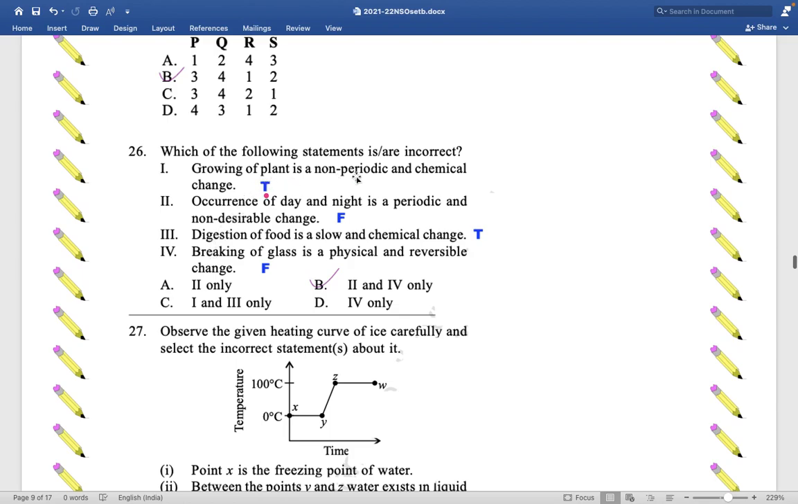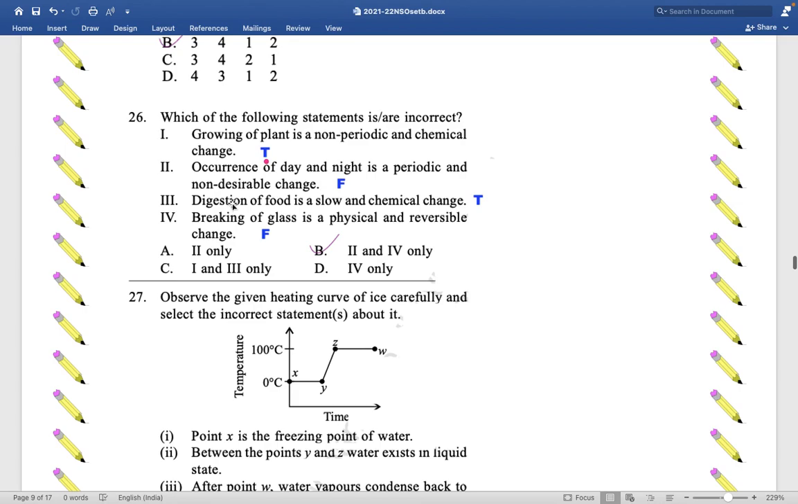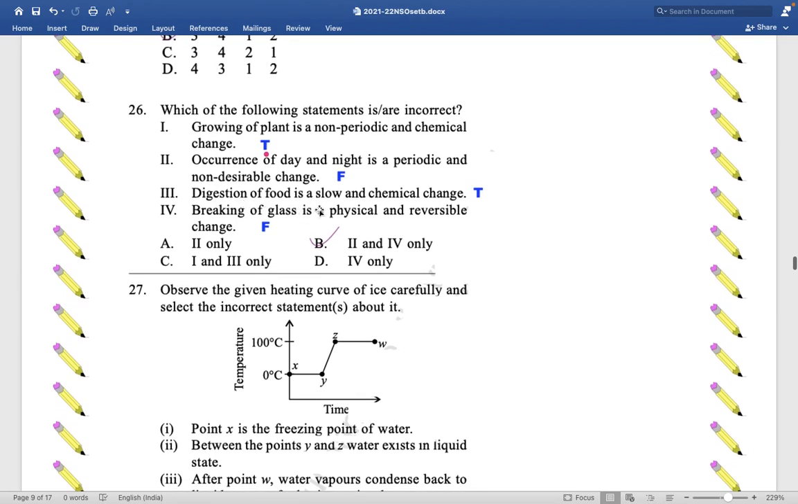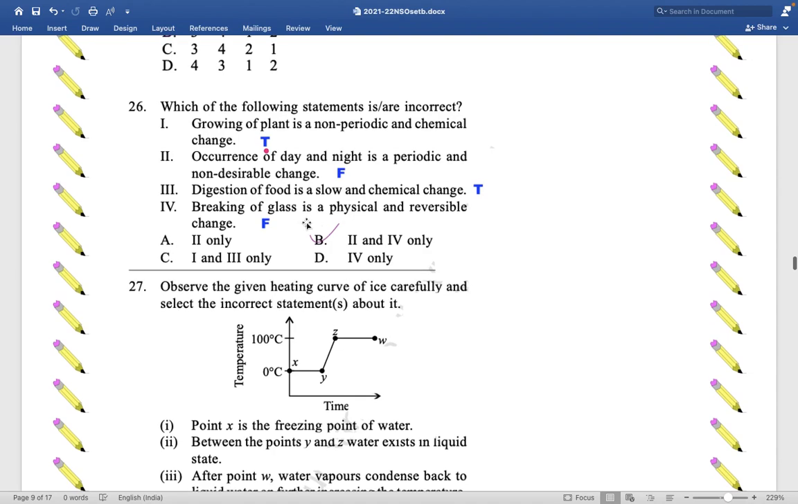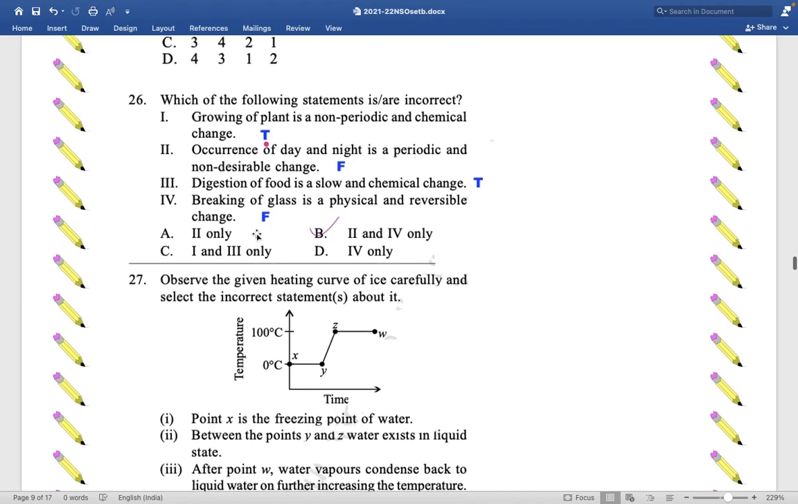Growing of a plant is a non-periodic and chemical change. This is true. Occurrence of day and night is a periodic and desirable change. It is not non-desirable. Digestion of food is a slow and chemical change. This is true. Breaking of glass is a physical and irreversible change. It's not a reversible one.